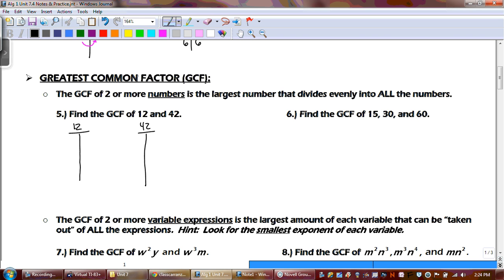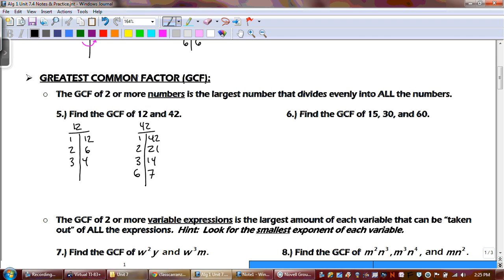Okay, so the factors of 12, well, we said it's always 1 and the number. How many times does 2 go into 12? Well, 6. What about 3? Well, 3 times 4, and then 4 and 3, so we start repeating. Now, 42. We have 1 and 42. What about 2? Use your multiplication chart or use your calculator by dividing. It's 2 and 21, 3 and 14, and 6 and 7.